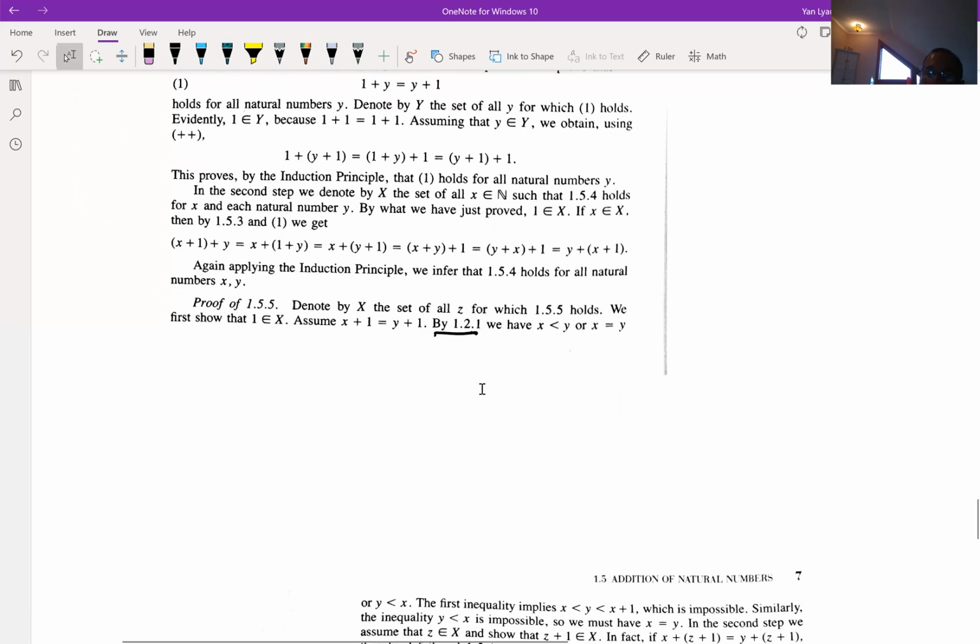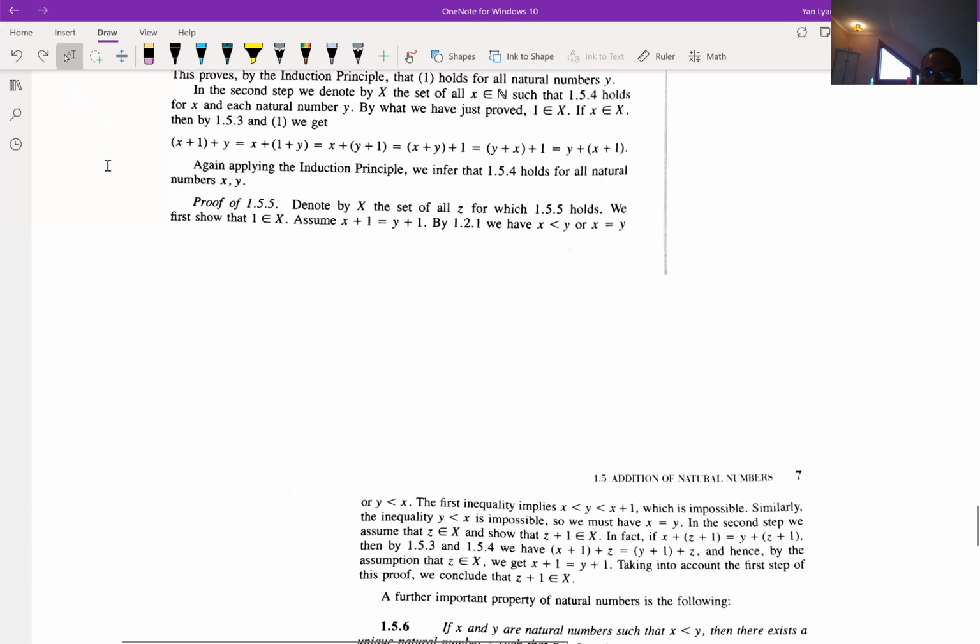Yeah, the 1.1 trichotomy is all three. It's on the other page. So, x is either less than y, x is equal to y, or y is less than x. And then we take those one at a time.